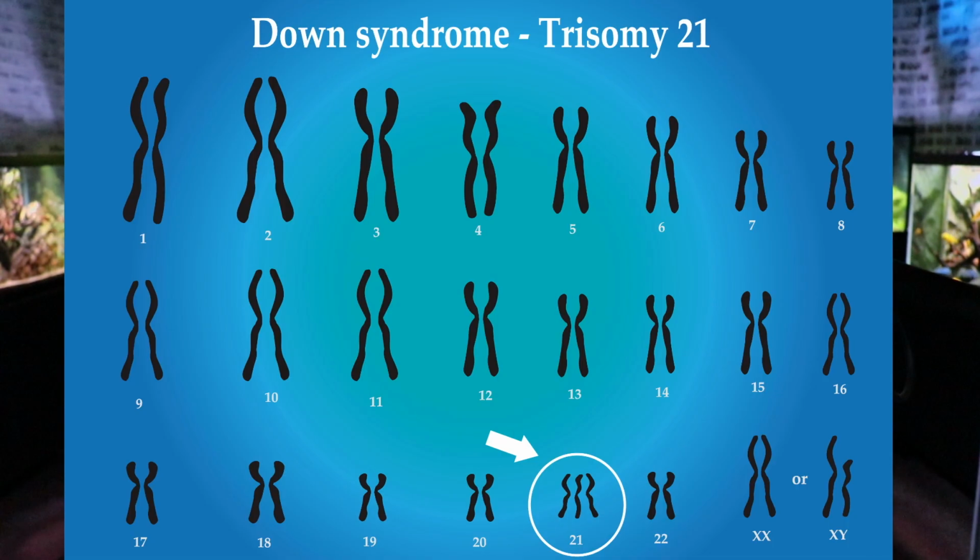Sometimes you get a non-disjunction, and this is an example, Down syndrome, trisomy 21, where at the 21st chromosome down there, you see at the bottom, there should be 2 there. There's 3. And what that tells us is there was a non-disjunction that happened in meiosis 2 that led to that. And so Down syndrome is a condition where you have 1 too many chromosomes in that 21st set.